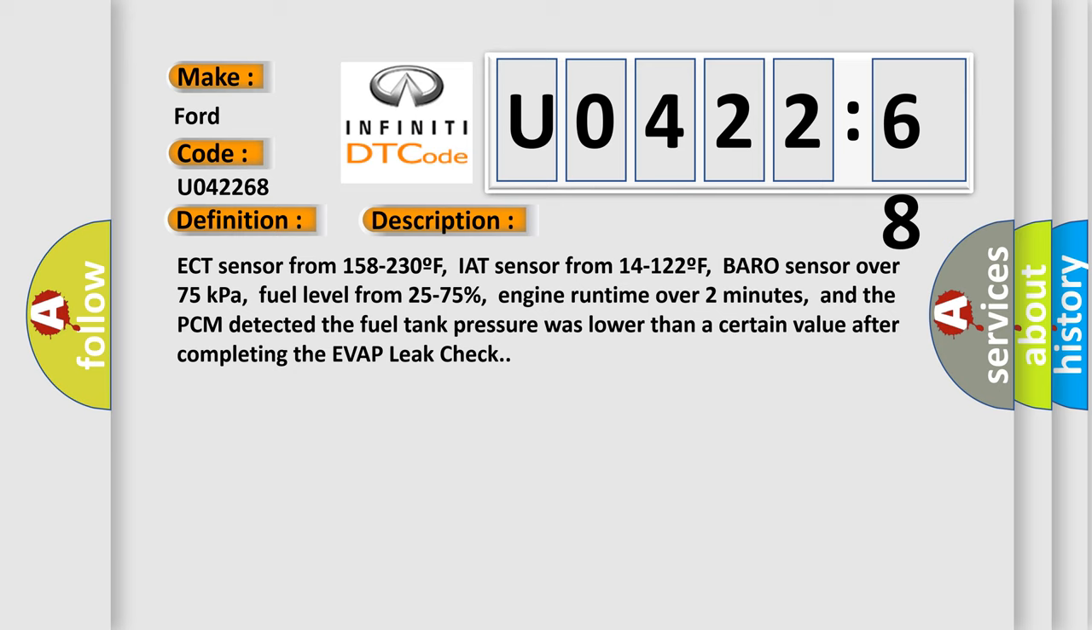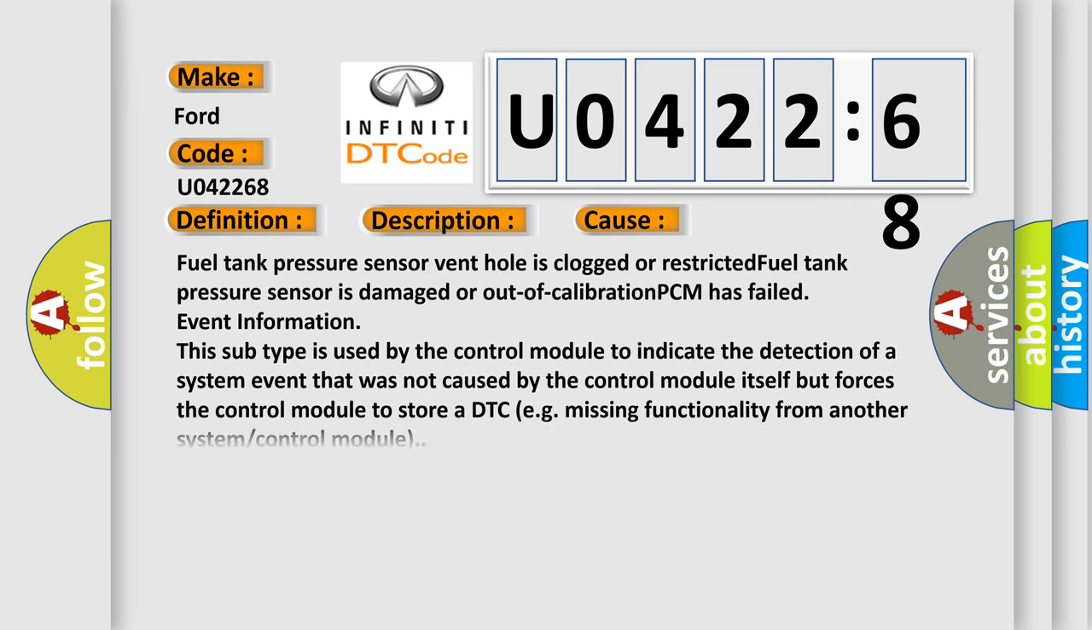This diagnostic error occurs most often in these cases: fuel tank pressure sensor vent hole is clogged or restricted, fuel tank pressure sensor is damaged or out of calibration, PCM has failed. Event information: this subtype is used by the control module to indicate the detection of a system event that was not caused by the control module itself, but forces the control module to store a DTC, e.g. missing functionality from another system or control module.